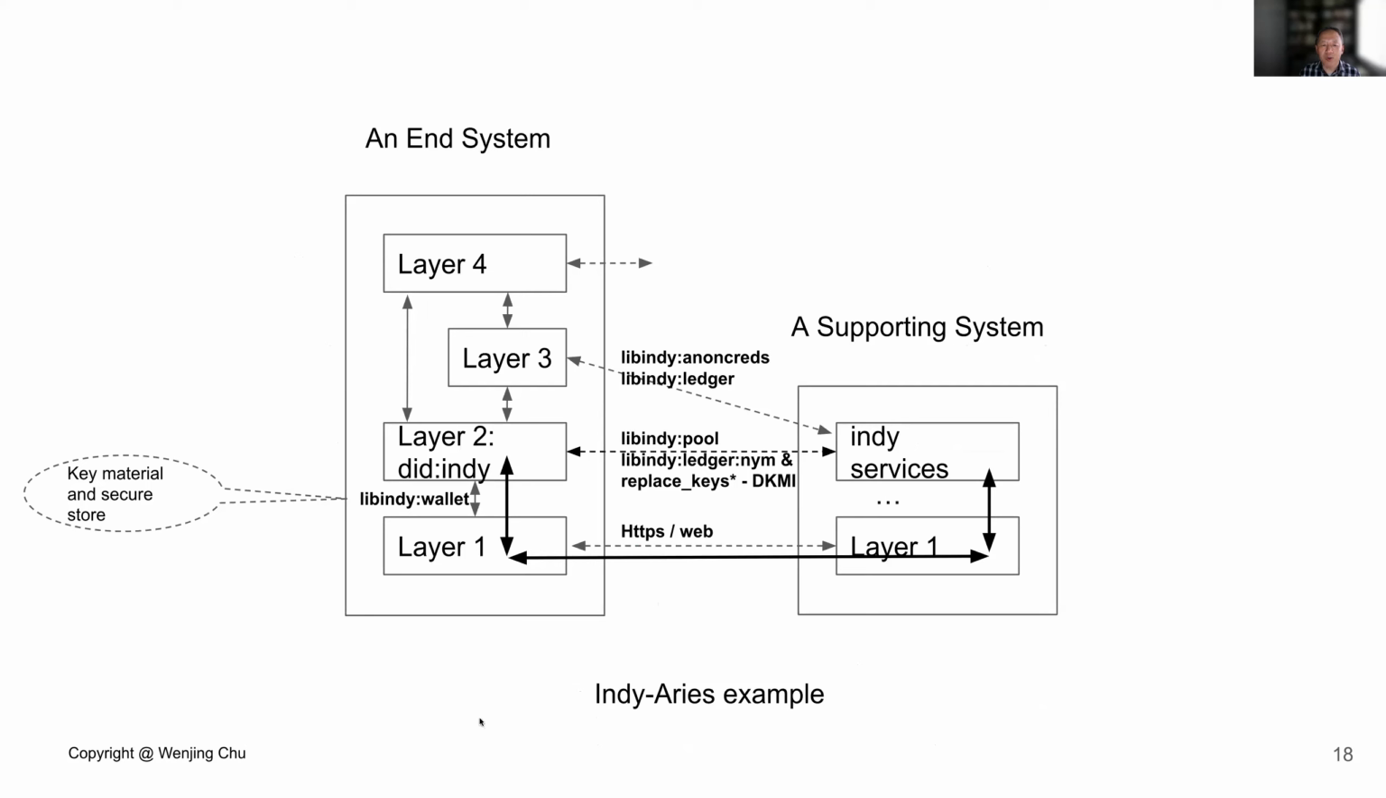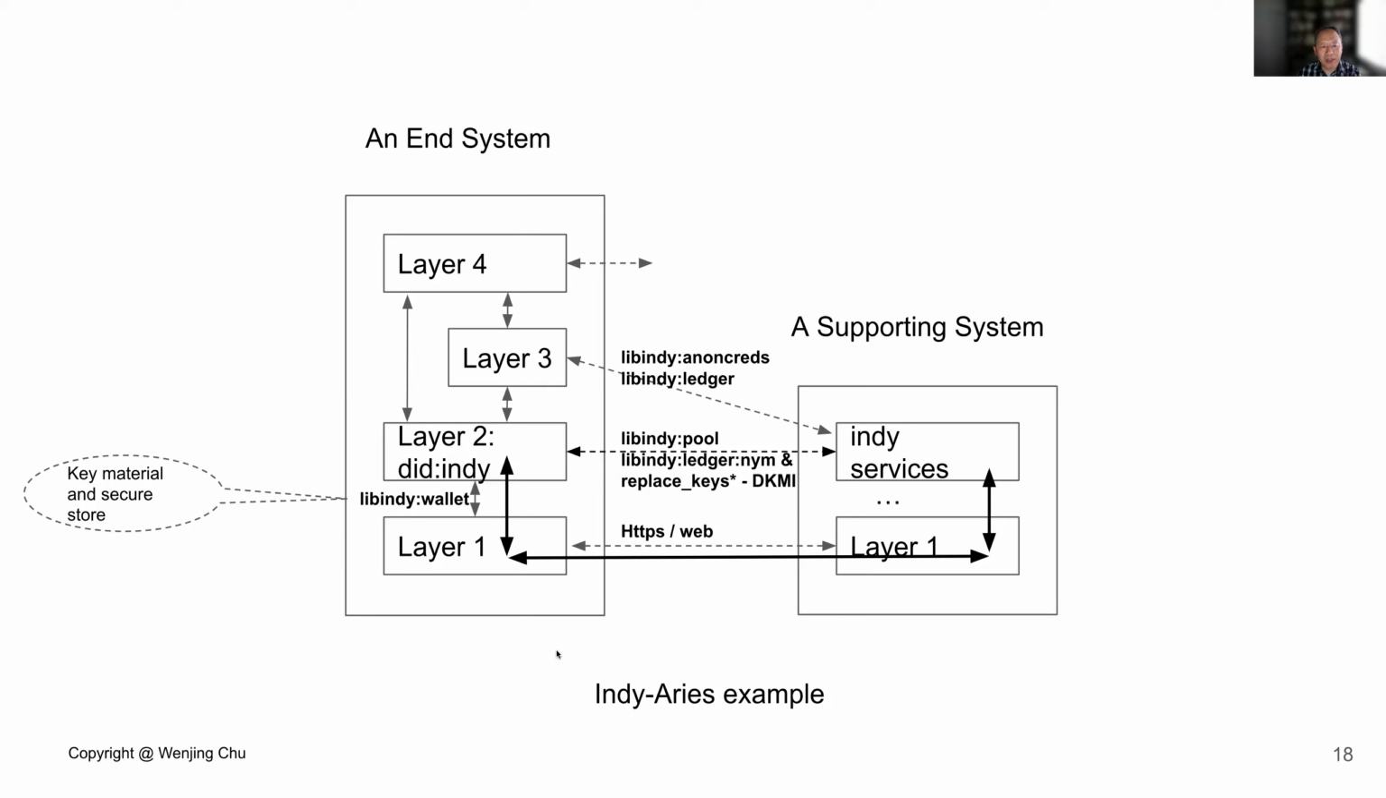Let's now move on to supporting systems. The best way to look at it is by taking some examples. The first example we can look at is based on Indy and Aries. Indy is a blockchain implementation, and Aries is an API to use those and also implement verifiable credentials in the client software.